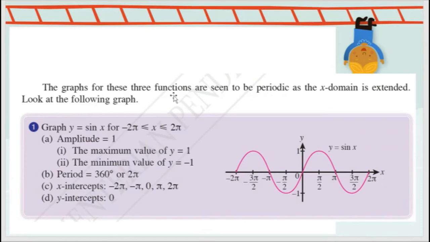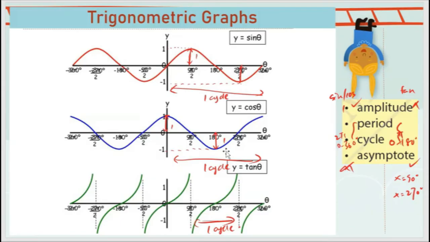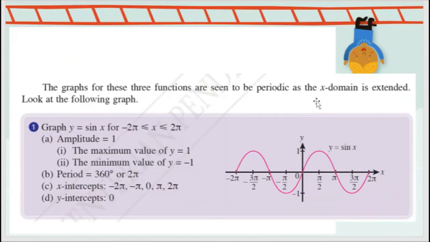So the graphs of these 3 functions seem to be periodic. Periodic means repeated. You see, one period, one cycle, then the second cycle is repeating. Because when the x domain is extended, it keeps on repeating, one cycle, two cycles. Then the value can be positive or negative relative to the x-axis. So the maximum for the sine is positive 1, and the minimum value is negative 1. The period, I mentioned already just now.